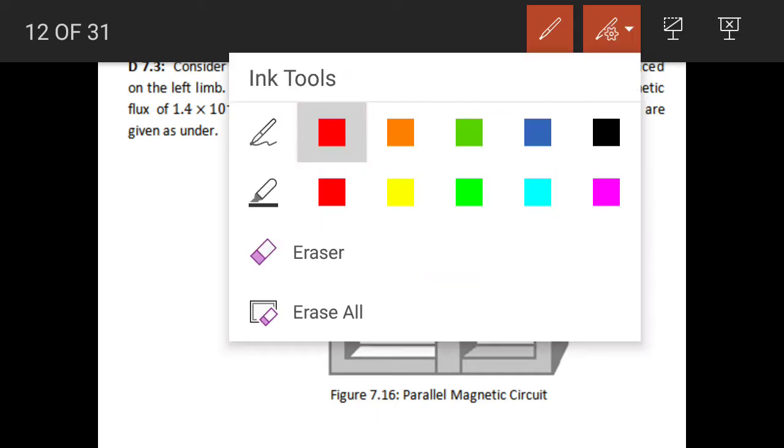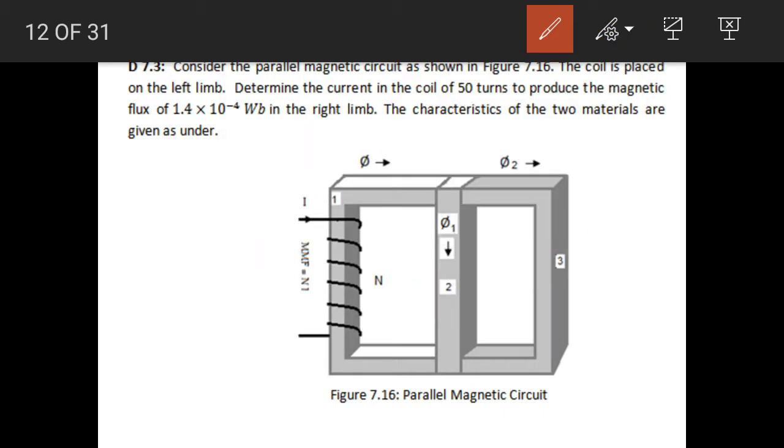So this is a parallel magnetic circuit. Determine the current in the coil of 50 turns. So N in this particular case is 50, to produce the magnetic flux of 1.4 into 10 raised to power minus 4 Weber in the right limb. So basically phi 2 is given to you guys. Here is the right limb. We know that the magnetic flux in the right limb is phi 2, which is 1.4 into 10 raised to power minus 4 Weber.